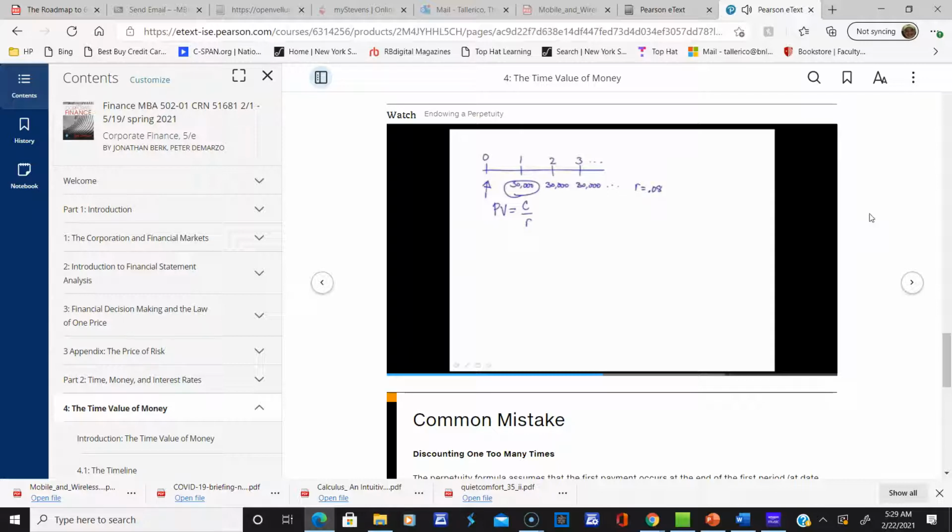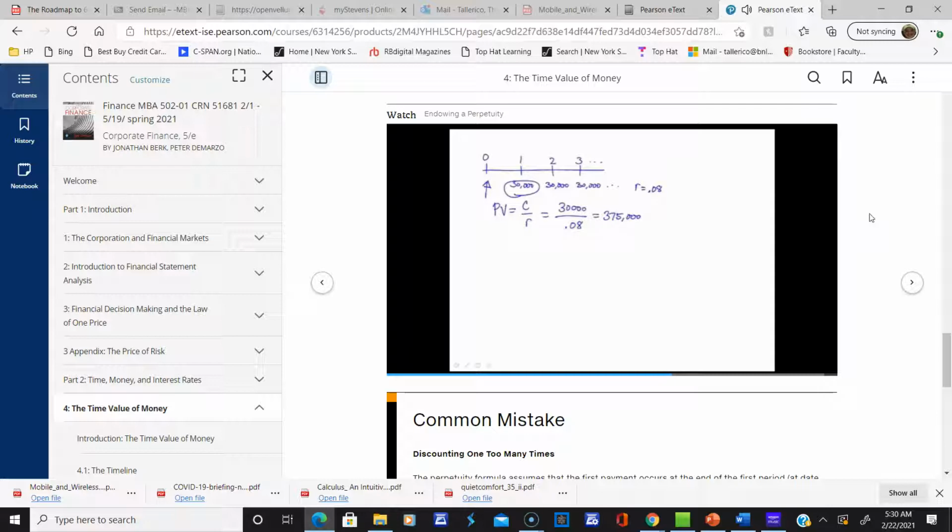So at this point, we just have to plug everything in. We've got $30,000 as our cash flow, R is 8%, and when you solve for that, you get that the present value is $375,000. So that's the amount of money you would have to donate to them today, so that starting one year from now, they could start paying $30,000 a year for a graduation party.